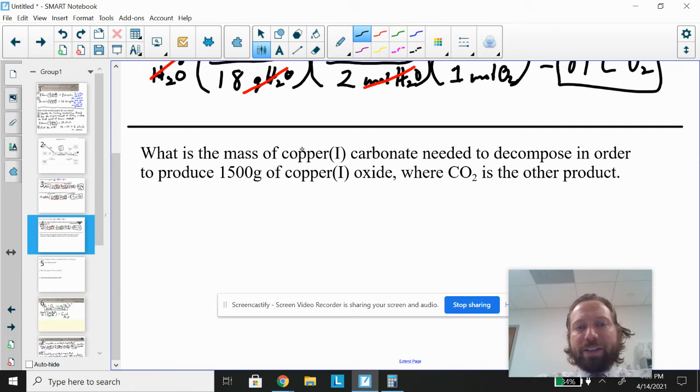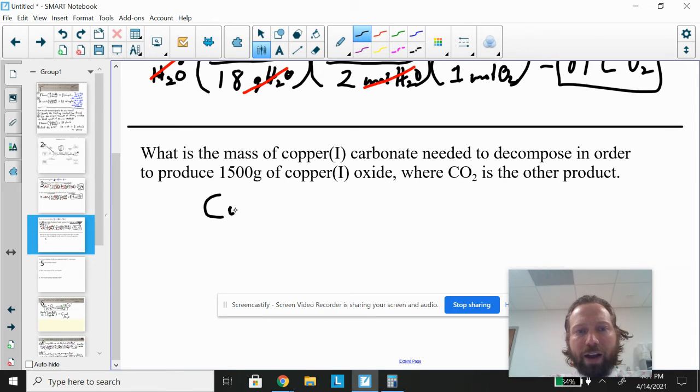So what is the mass of copper 1 carbonate needed to decompose? So we're going to break that down. So that's going to be a reactant here. If it's needed, and it's decomposing, it's going to break down. So it's on the left.